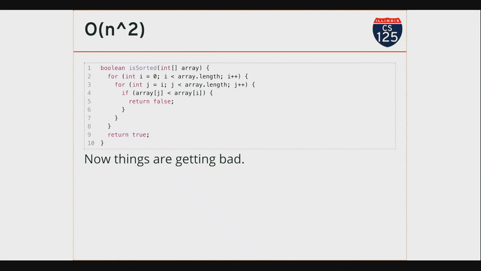So essentially I'm saying if I found a pair of elements where j is bigger than i, but array[j] is smaller than array[i], I'm gonna return false. Otherwise, if I go through the entire array and I don't find those elements, I'm gonna return true. So what is this doing? It's checking to see if the array is sorted.